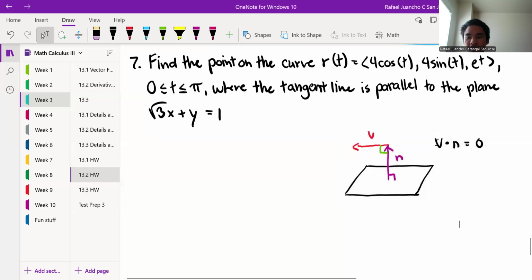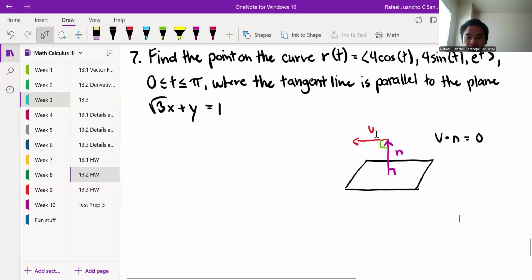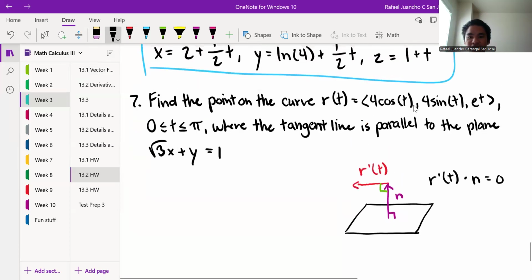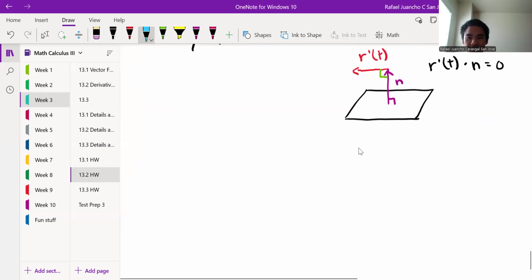And here we're going to get something out of t. So actually, I should have just said this is r prime of t, right? If this were r prime of t, then this would be r prime of t. And then we can solve for t, and then use that t to get a point. All right? So that's our game plan here.